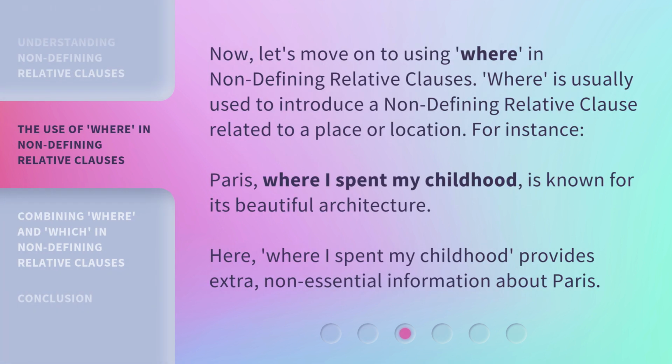Now, let's move on to using where in non-defining relative clauses. Where is usually used to introduce a non-defining relative clause related to a place or location. For instance, Paris, where I spent my childhood, is known for its beautiful architecture. Here, where I spent my childhood provides extra, non-essential information about Paris.